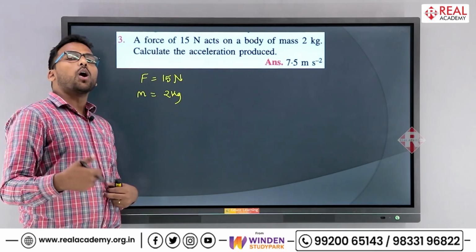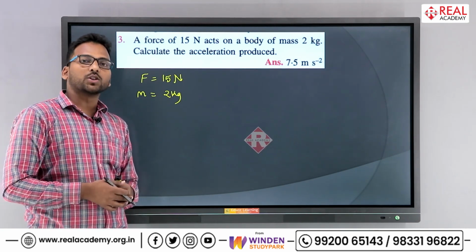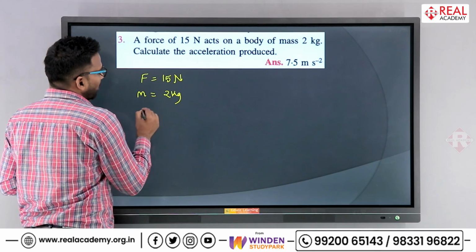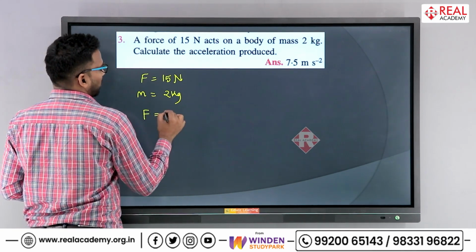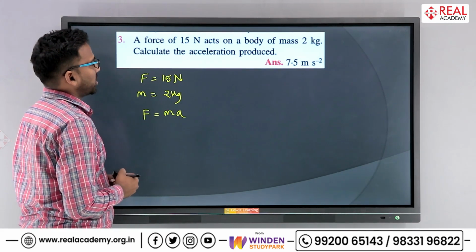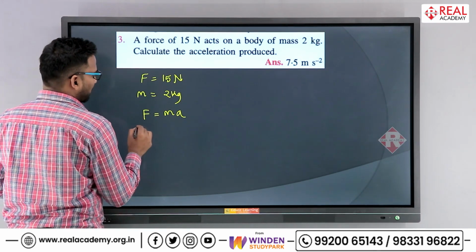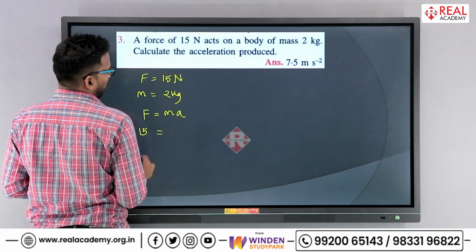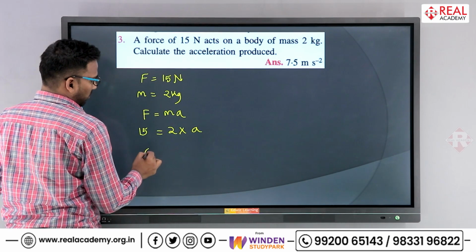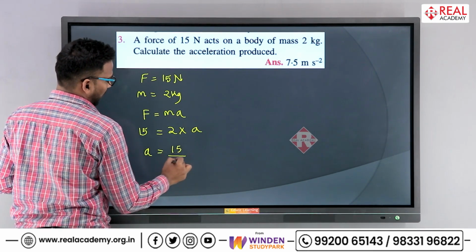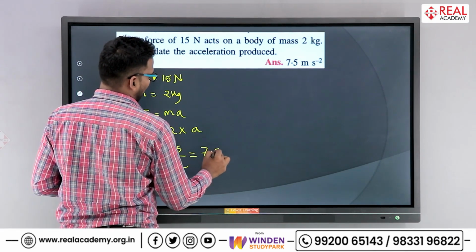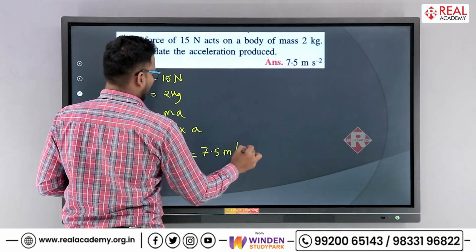So from the second law of motion, that is, the rate of change of linear momentum is directly proportional to the applied force, we got the formula F is equal to ma. This is the second law of motion. So what is the value of F? 15 Newton. What about mass? 2 kg, and acceleration a. Then what is acceleration? That is 15 by 2. So what is 15 by 2? It's nothing but 7.5 meter per second square.